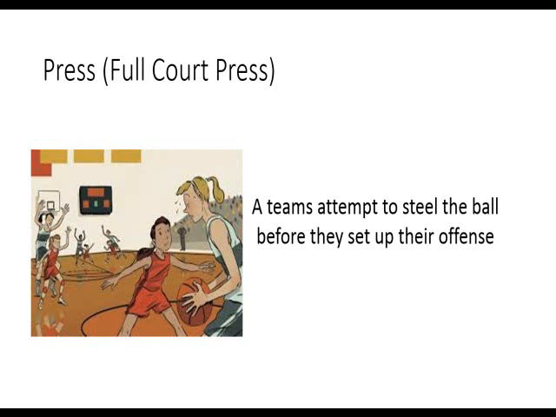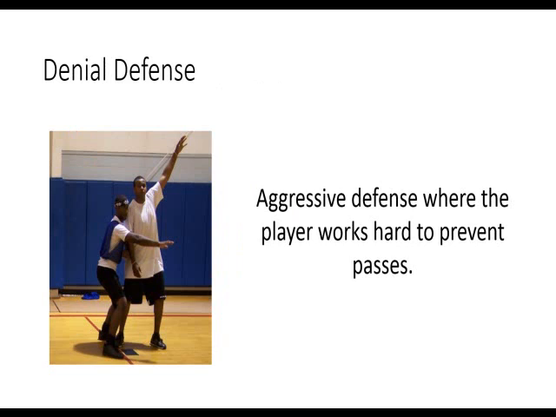There are a couple different ways to do defense. In this example, a press or full court press, the defensive players guard aggressively the offensive players before they can get down the court and set up their offense. Another kind of defense is denial defense. In this example, a defensive player will guard the offensive player very closely, usually using their hands to block passing lanes, trying to prevent the ball from being passed to the offensive player.